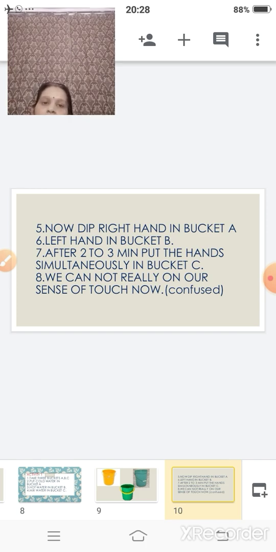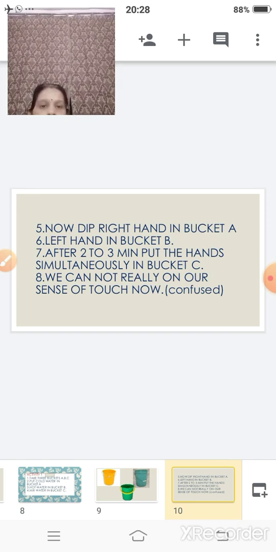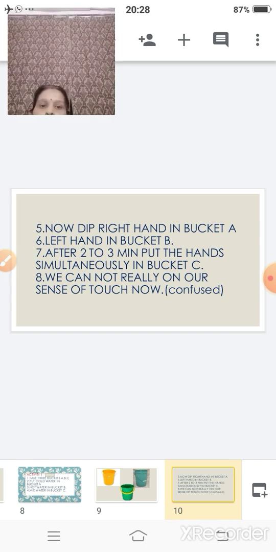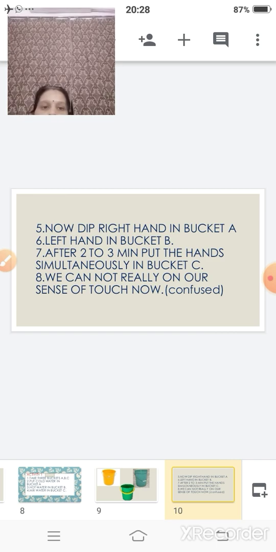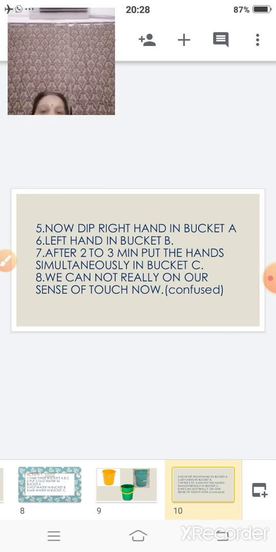After this, taking out from bucket A and B, we will put the hands in bucket C for 2 to 3 minutes. Now what we find is, either we are not able to sense by touching, or our sense of touch is confused now, whether the water is hot, whether it is cold, or it is moderate, that is in between.